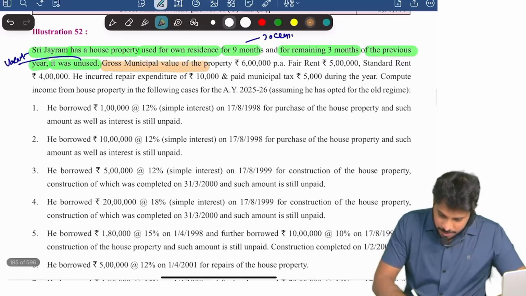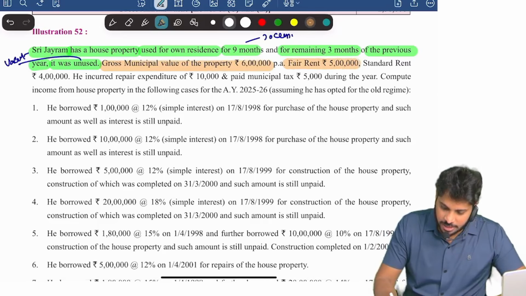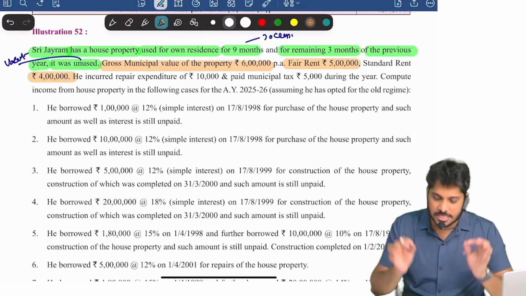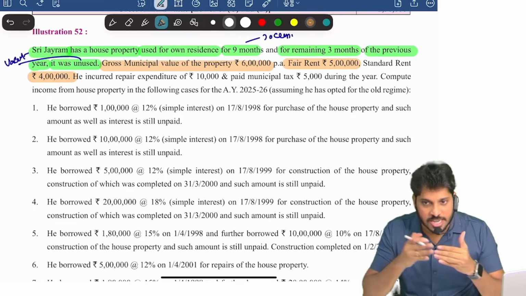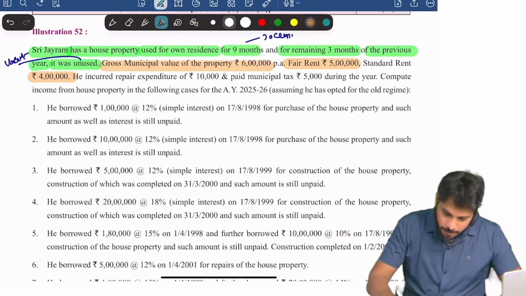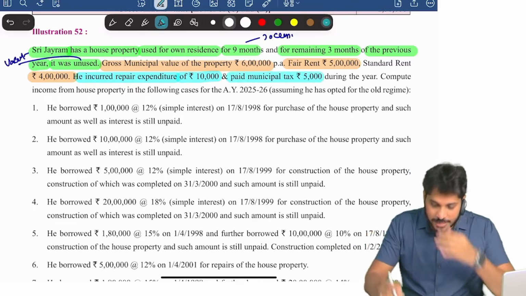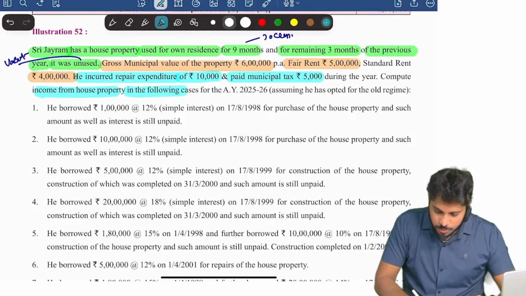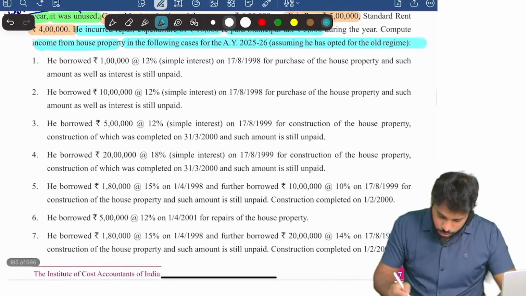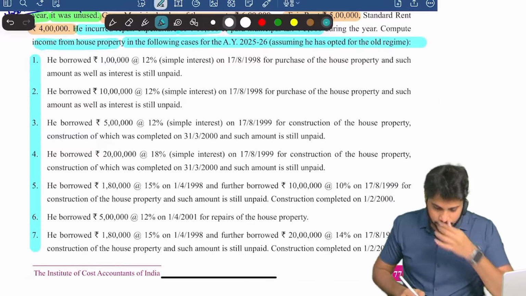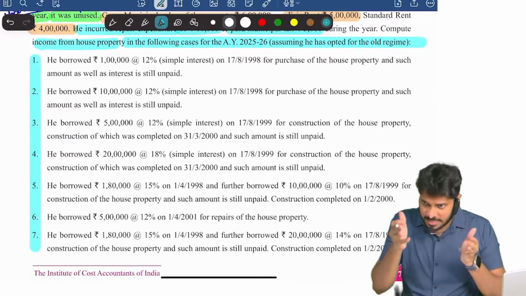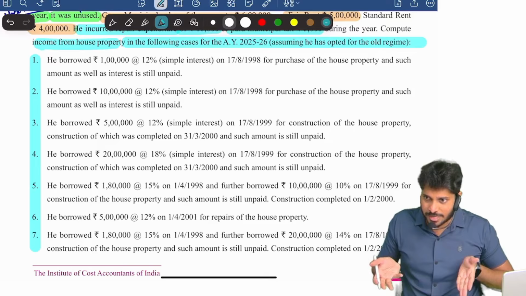Now, municipal value of the property 6 lakhs per annum, fair rent of the property 5 lakhs, standard rent 4 lakhs. This information is irrelevant. Why? Because NAV is equal to 0. He incurred repair expenditure of 10,000, irrelevant. Municipal taxes paid, irrelevant. Compute income from house property in the following cases. Totally they have given 7 cases. NAV is equal to 0 minus interest, however much it comes, that's the income from house property. Negative income will come.